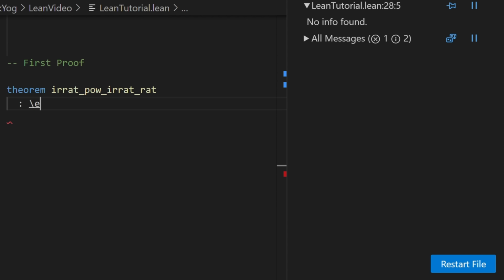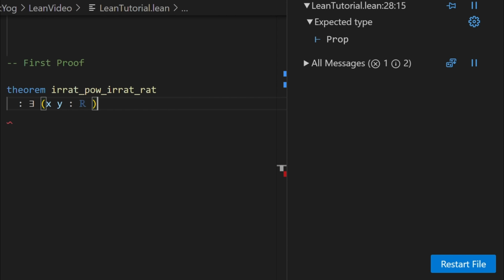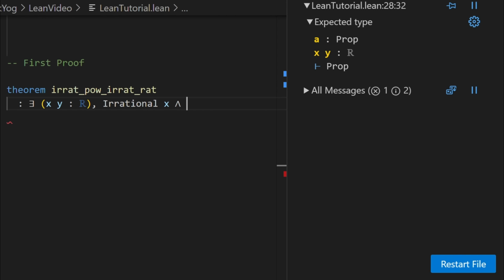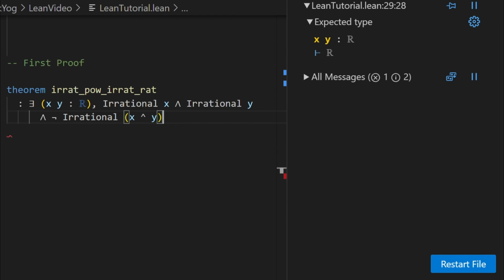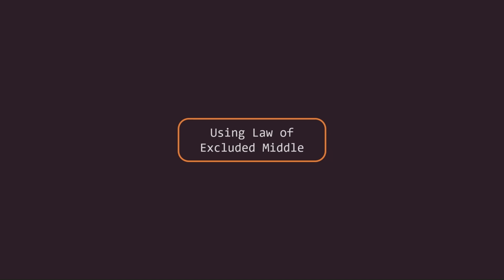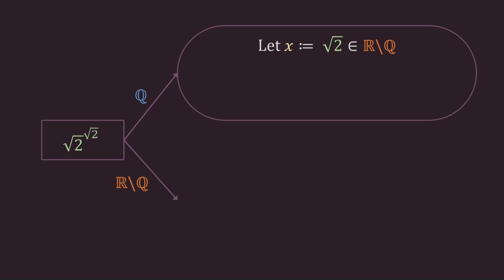Let's start. The first proof is really interesting. We will show that there exist real x and y, where x is irrational and y is irrational, along with x to the power y not irrational. Using the law of the excluded middle, square root 2 to the power square root 2 is either rational or irrational. If it is rational, then let x and y both be square root 2. X to the power y is rational according to our assumption, and we're done.